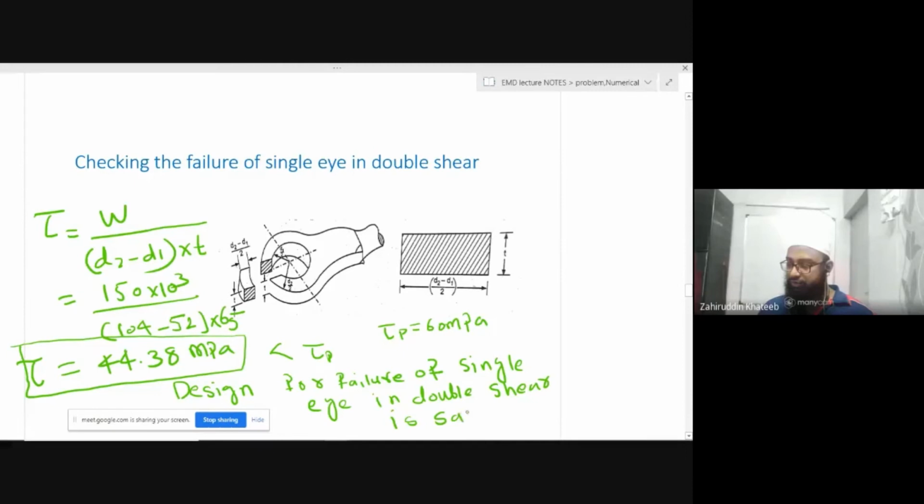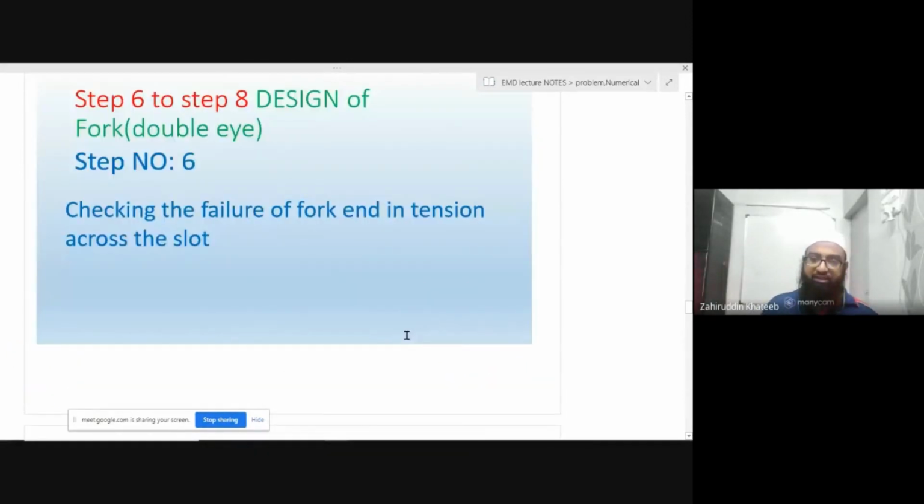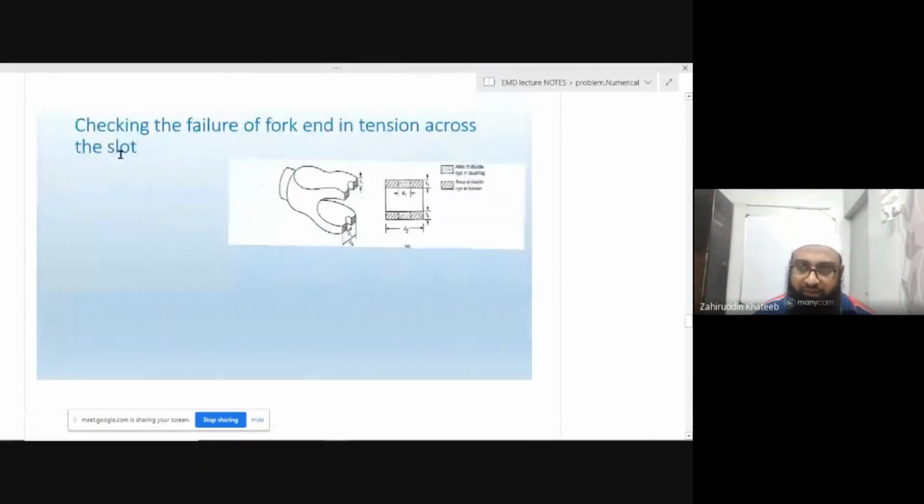Okay. Now we will move to the next step, that is checking the failure of fork end in tension across the slot. The formula for this, sigma T, is given as W upon 2 into bracket D2 minus D1, into T1. Correct? So this is our formula.